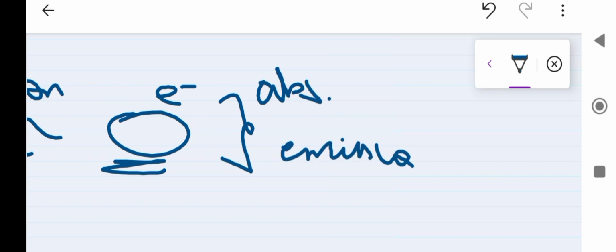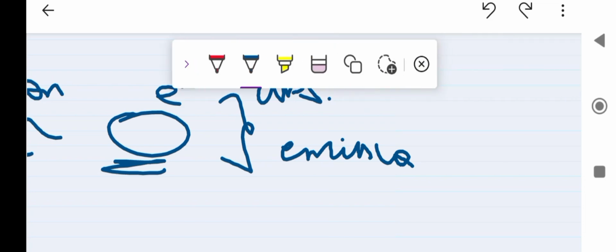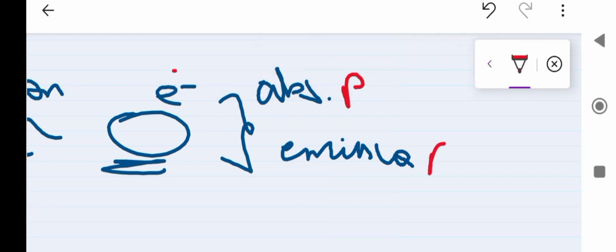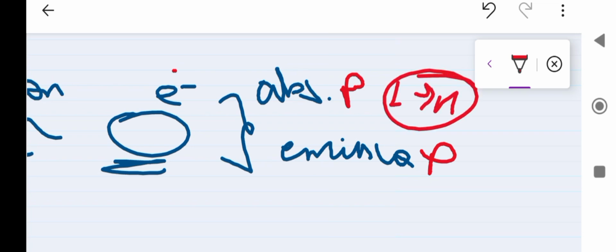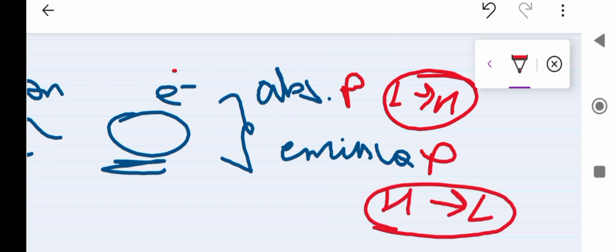Absorption in the sense what? Absorption of photon. Here absorption of photon only will take place. Here also emission of photon only will take place. Absorption of photon by electrons present in the particle happens when going from a lower energy level to a higher energy level, and emission of photon by electrons present in the particle happens when coming from a higher energy level to a lower energy level.